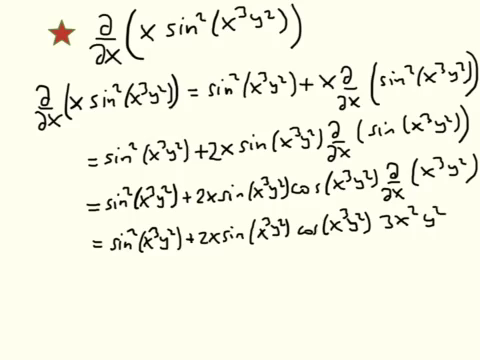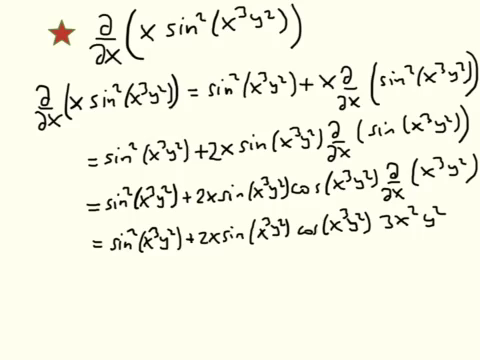Now let's just try and tidy this up a little bit. Here we have the sine of an argument times the cosine of the same argument, so we could write that, especially with this nice factor of 2 here, as the sine of twice the argument. So 2 sine of something cos of something is the sine of 2 times something, so we're going to get sine of 2x cubed y squared.